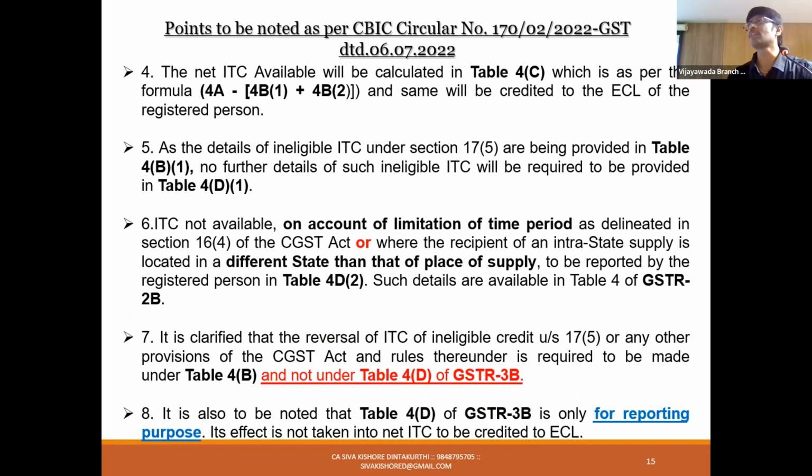Please look at the 7th point. Whatever points I have already exhaustively covered, I am skipping for the paucity of time. It is clarified that the reversal of ITC of ineligible credit under section 17(5) or any other provisions of the GST Act and the rules thereunder is required to be made under table 4B and not under 4D. If a particular item is already ineligible, please route it to 4A5. Please direct it in 4B1. Don't treat it as 4D2. 4D2 is only for 2 ineligible items: section 16 time bar and place of supply difference. That's it. Earlier it was not like that. Earlier in 3B, we removed everything from 100 and started with 90 as eligible.